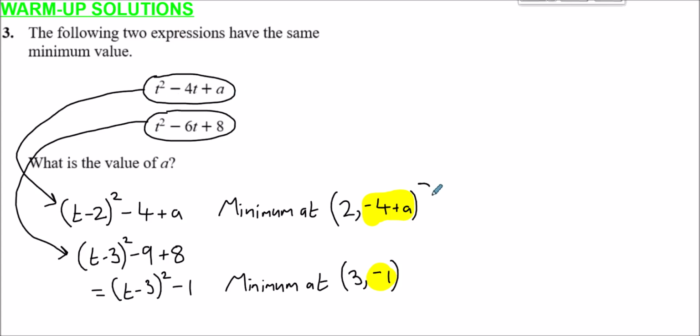So from these two bits here, we can see that this minus 4 plus a, because it's the same minimum value, must be the same as minus 1. So now we can quite easily rearrange this by adding 4 to both sides, and we see that a has to be 3. And so that's the trick for that one. We can complete the square for both of these expressions.